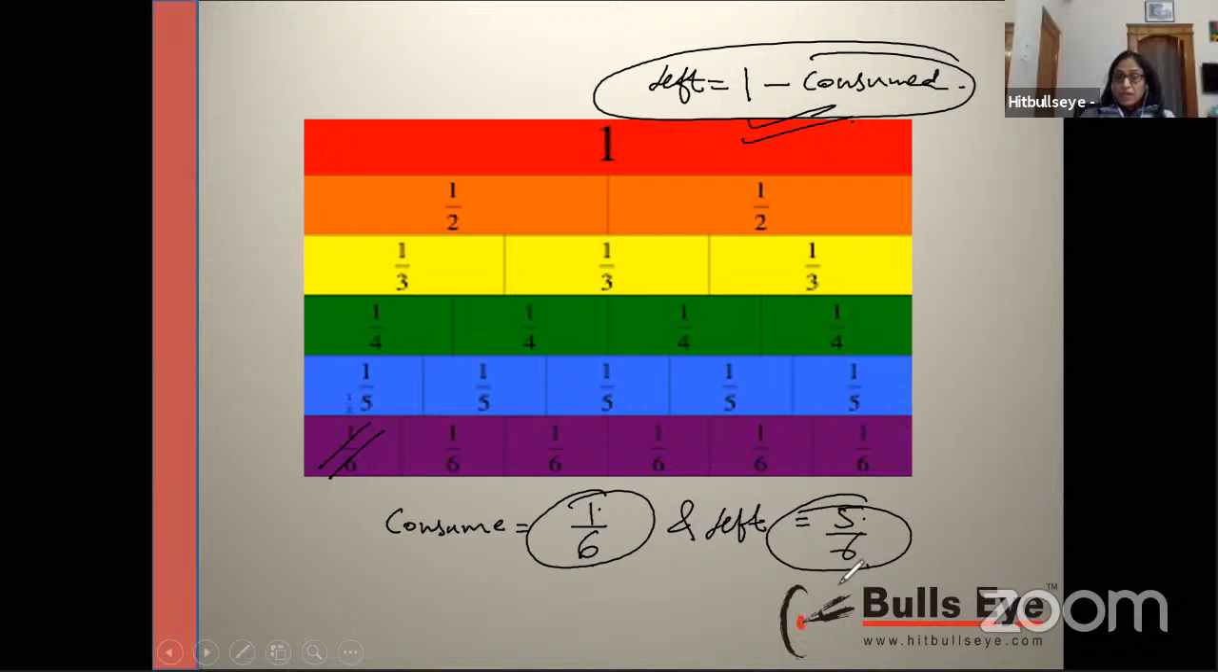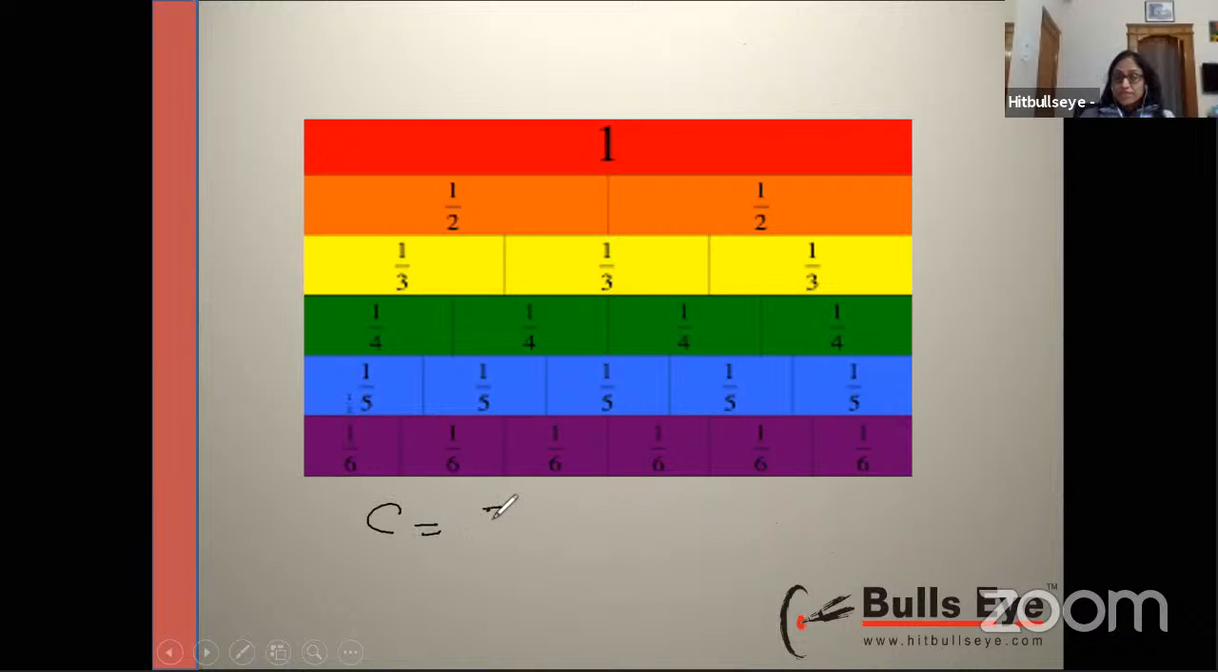For example, if what you have consumed is 5 by 7, then what is left with you? The denominator will remain the same, and the numerator has to be such that the sum of the numerators matches the denominator. So it's going to be 2 by 7 here. Everyone clear with this shortcut? Apply this very simple shortcut on the question that I gave you. Is the shortcut clear?